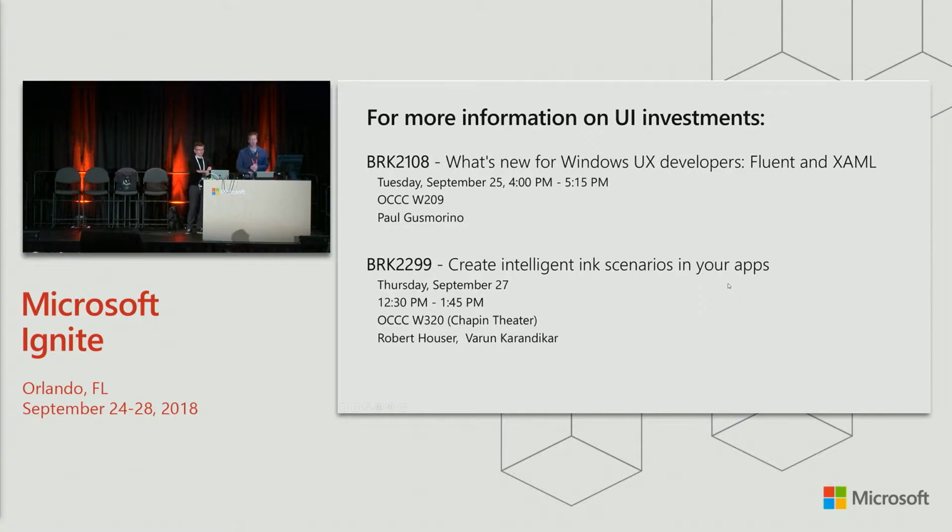For more information, there is a talk later this afternoon. Paul Gusmerino really goes into details of XAML and Fluent UI and all the things that we don't have time for here. One thing we also highlighted is that ink is everywhere now in the text boxes by default, and there's a session on Thursday where you guys can learn more about inking support for applications.